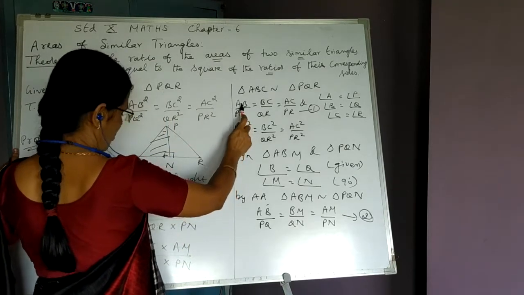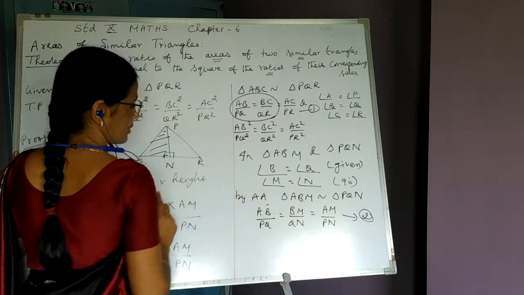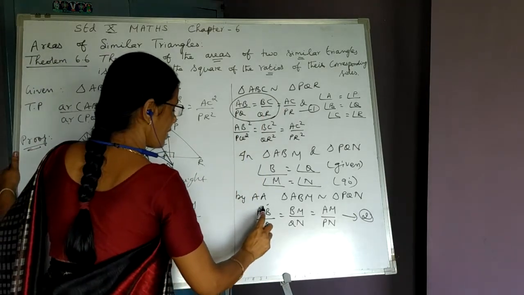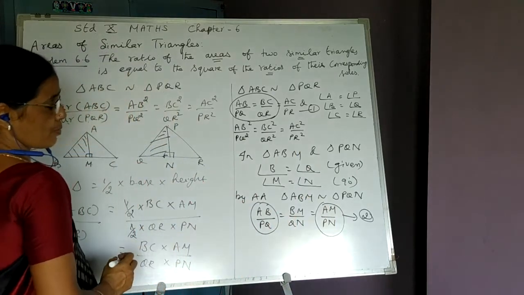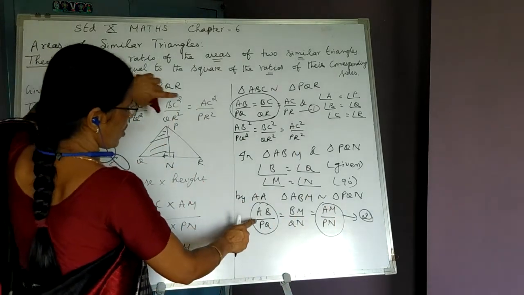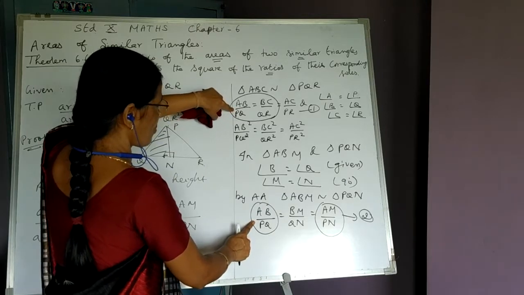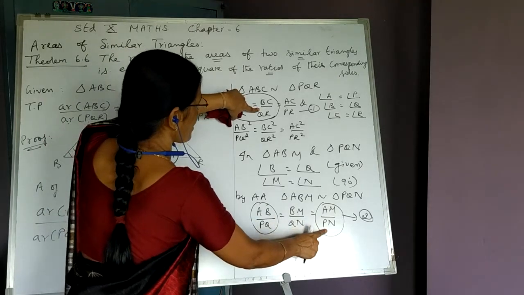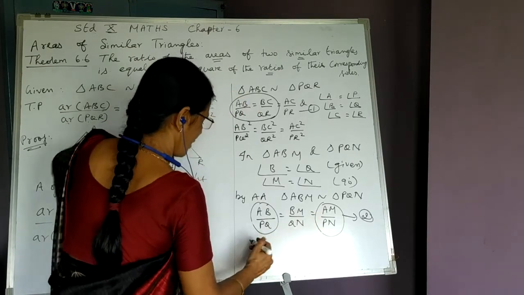This AB upon PQ is equal to BC upon QR, right? This AB upon PQ is also equal to AM upon PN. Therefore, what is common here? AB upon PQ is common. We are going to drop it. Therefore, what we get is BC upon QR is equal to AM upon PN.